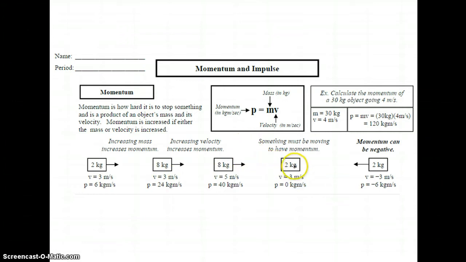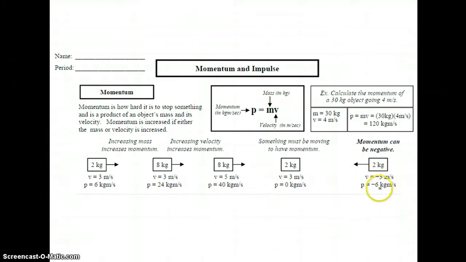If something's not moving, say it's 2 kilograms, but in this case there's no vector arrow here, so it's actually come to a stop, it's got a momentum of 0. If something's moving in the opposite direction, so in this case it's moving to the left, the velocity is going to be negative, not because it's less than 0, but because it's the left direction.